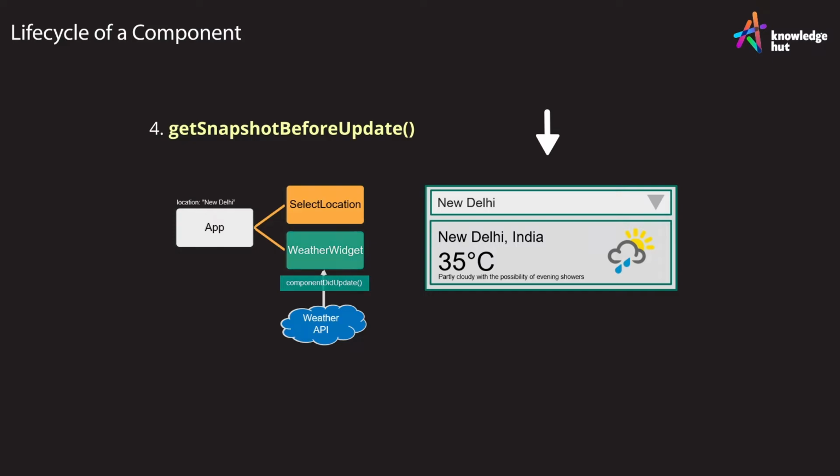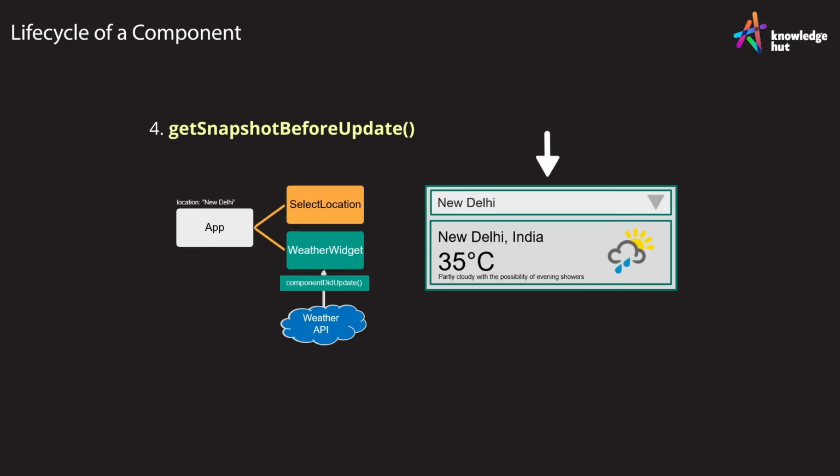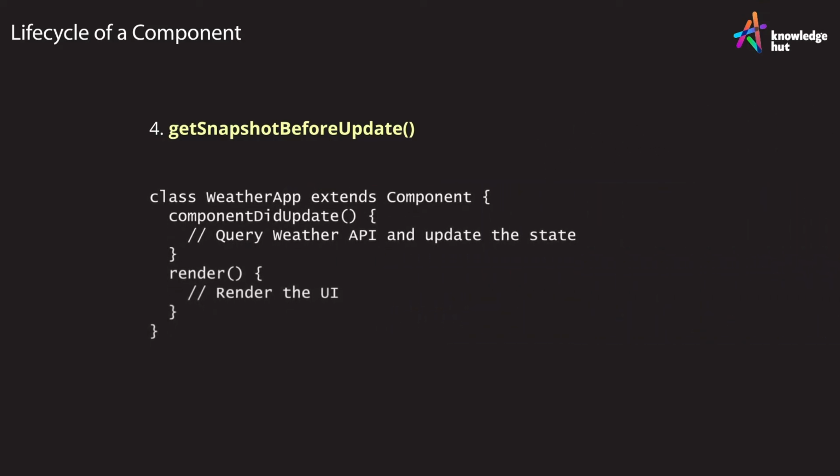When the app loads for the first time, no location is selected, hence nothing is shown. However, the weather widget component is rendered, albeit without data and corresponding elements. Now, when the user selects a location, the state updates, causing the subtree to render again. This causes the componentDidUpdate method to run, and this is where we can query and fetch weather data from an API. But here's the most important bit of the process.